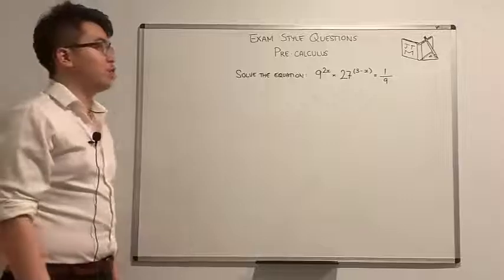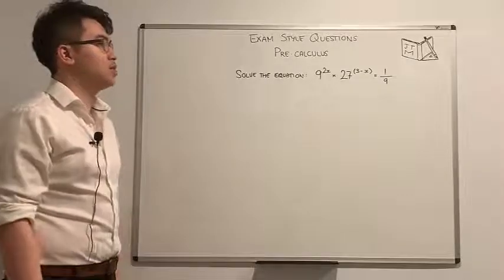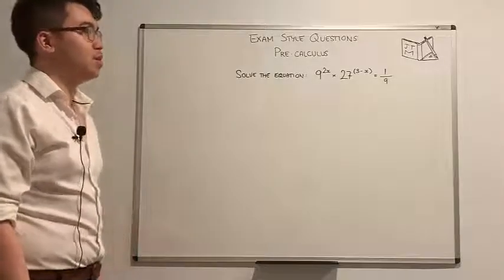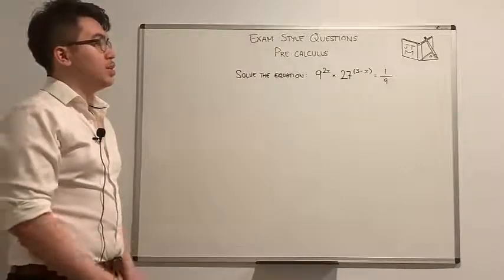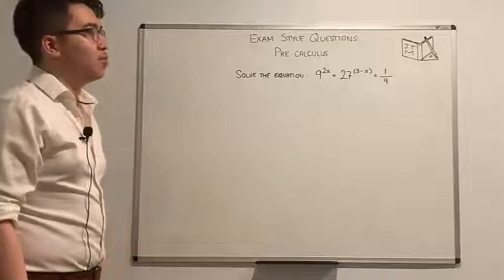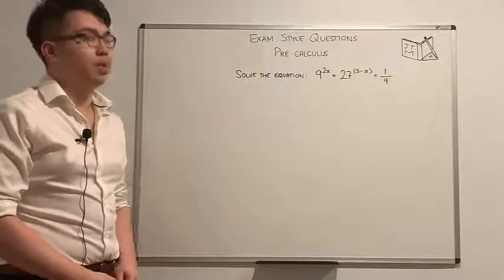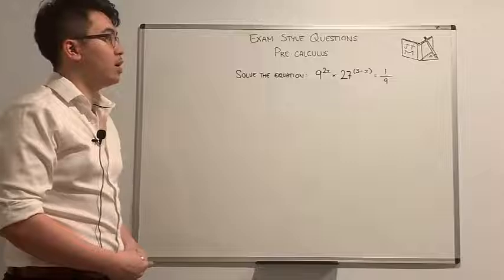Next, we have to solve the equation 2 to the power of 2x times 27 to the power of 3 minus x equals 1 over 9. Now, when I look at this question, I see 3 bases that can be converted into the same base. So I think we should do that.